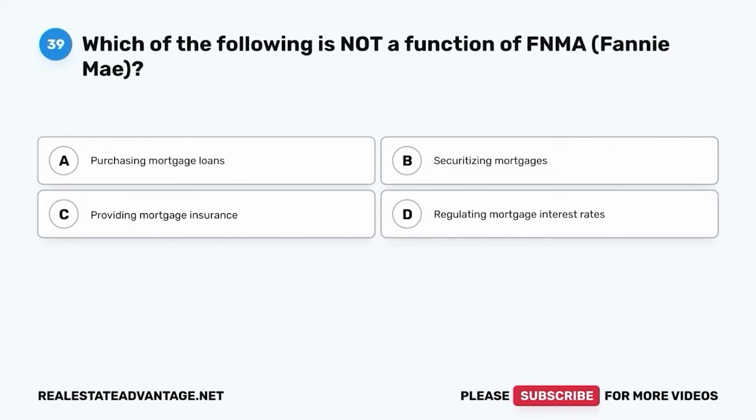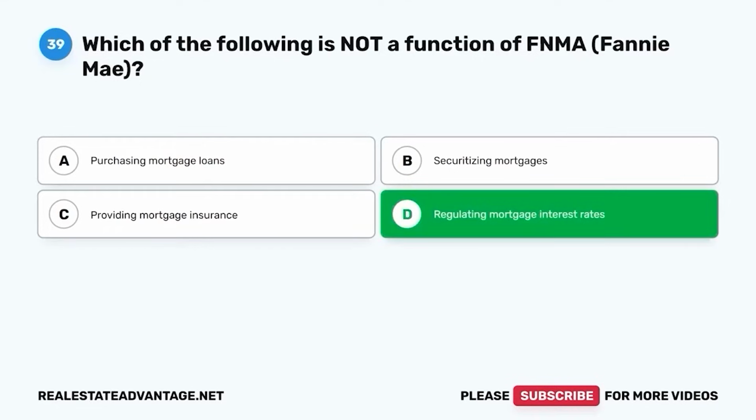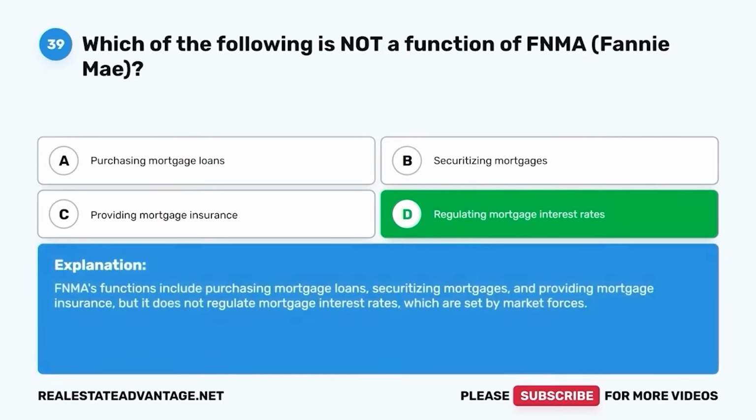Question 39. Which of the following is not a function of FNMA, Fannie Mae? A. Purchasing mortgage loans. B. Securitizing mortgages. C. Providing mortgage insurance. D. Regulating mortgage interest rates. The correct answer is D. Regulating mortgage interest rates. FNMA's functions include purchasing mortgage loans, securitizing mortgages, and providing mortgage insurance, but it does not regulate mortgage interest rates, which are set by market forces.